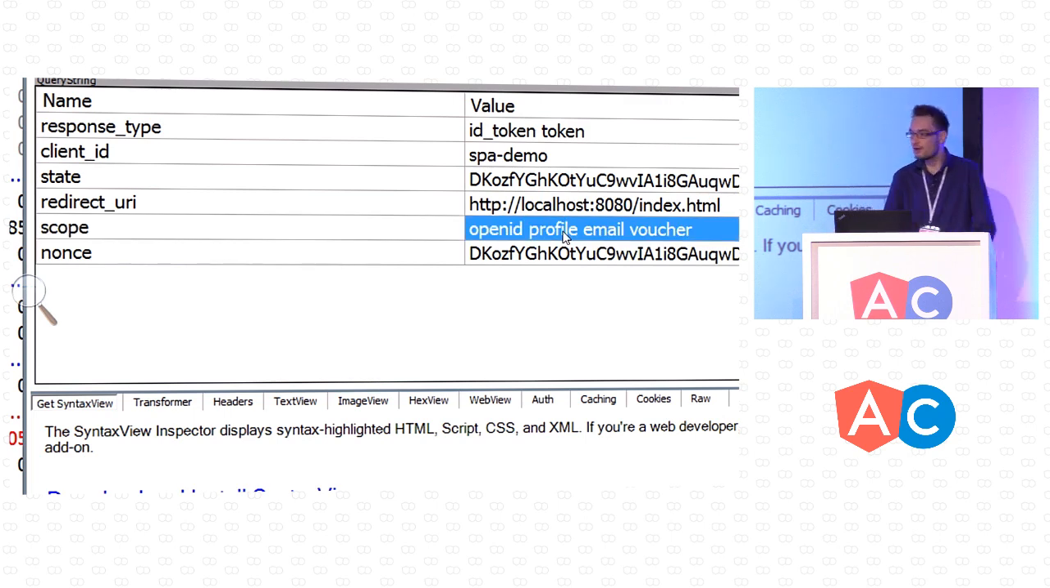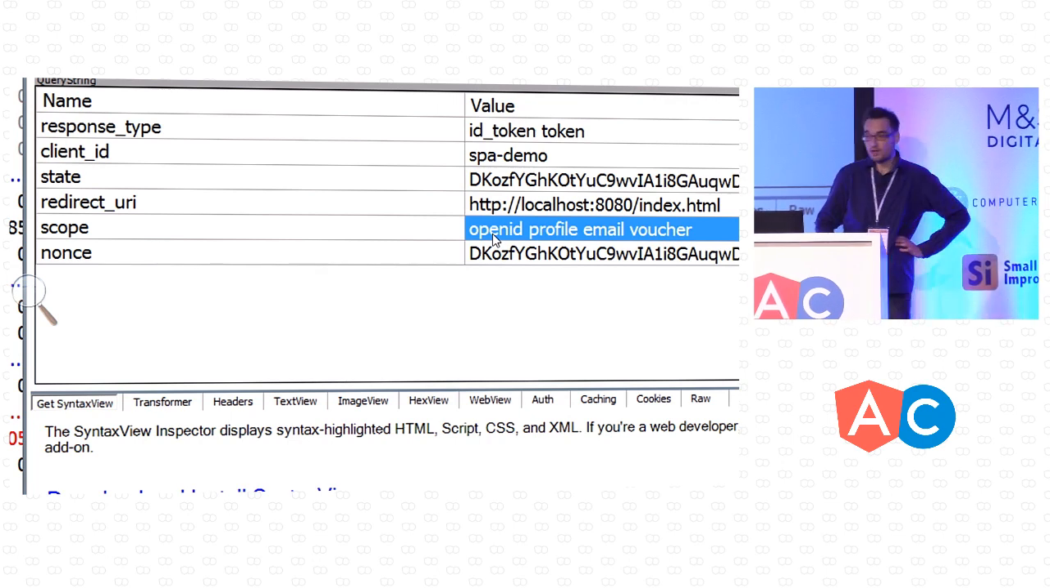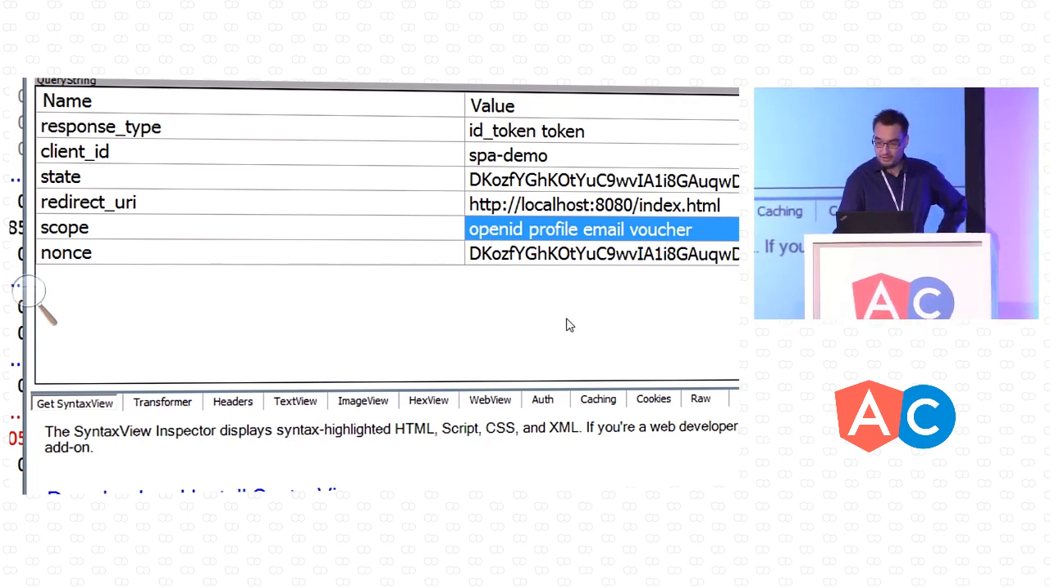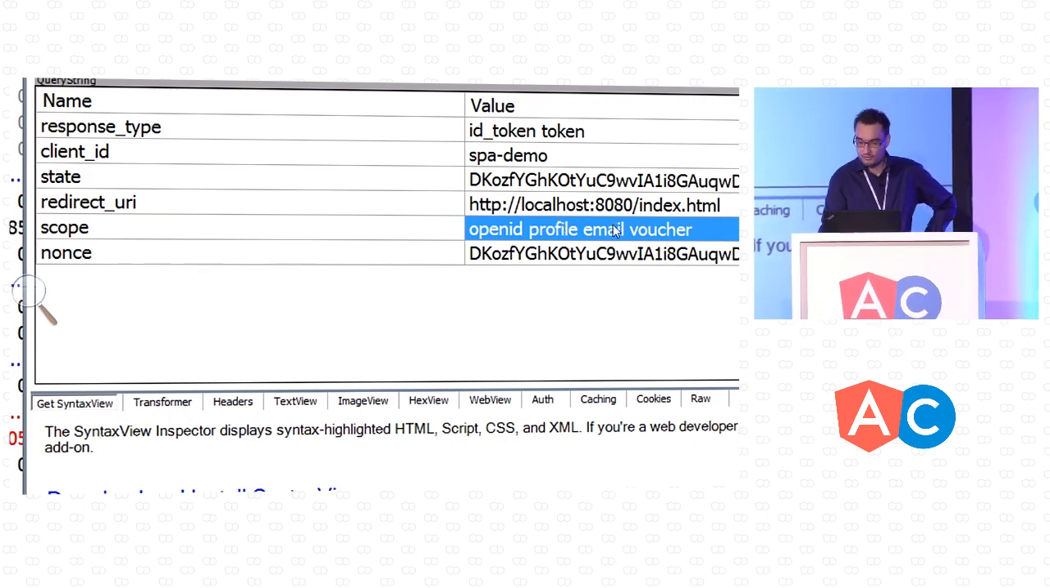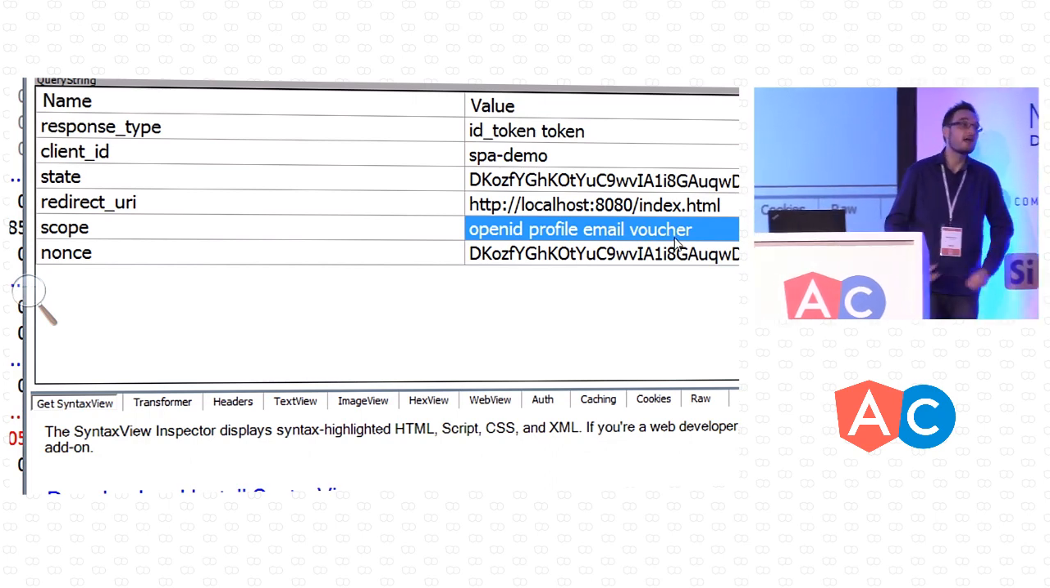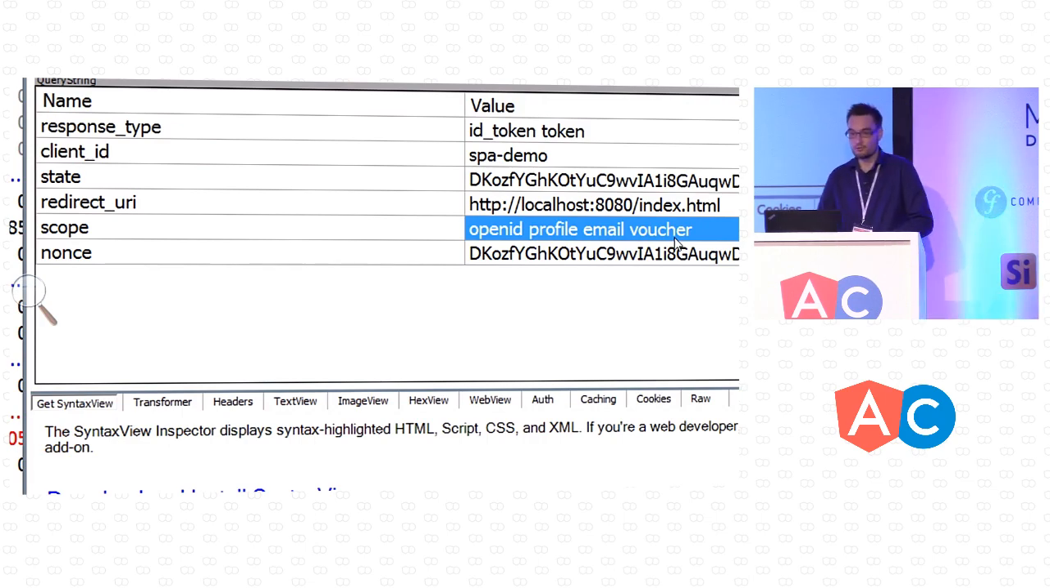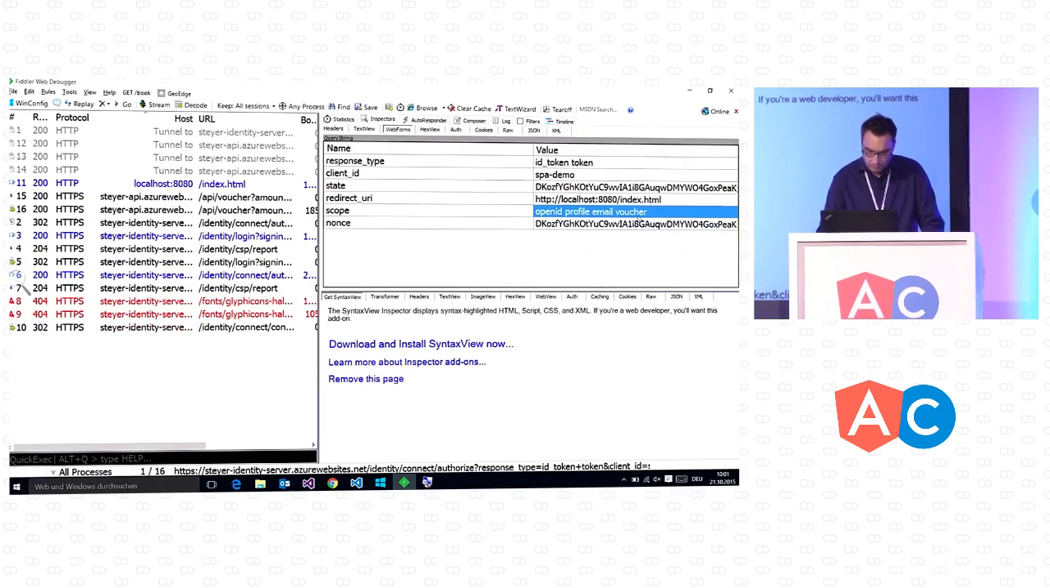And as mentioned before, this scope denotes which rights the client wants to have from the user. In this case, the client wants to have the right openid. That means it wants to have the right to read the ID of the current user. It wants to have the right profile. That means it wants to read the user profile. It also wants to read the email address of the current user. And of course, the client wants to have the right to buy a voucher in the name of the user. So that is the request.